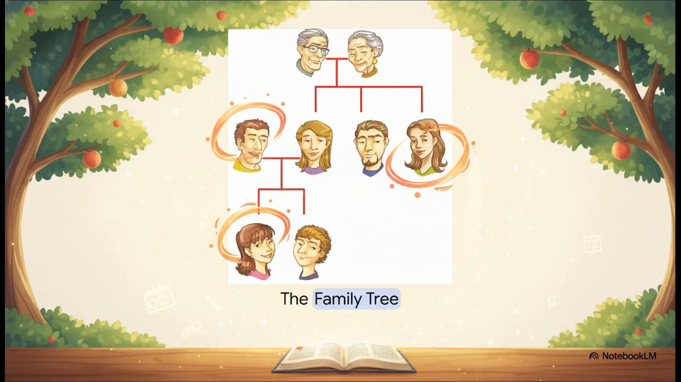Now, take a look at this. It's a classic family tree. It clearly maps out how everyone is connected, right? You've got the parents up at the top, and it branches all the way down to the children. It's a really great visual way to see relationships.